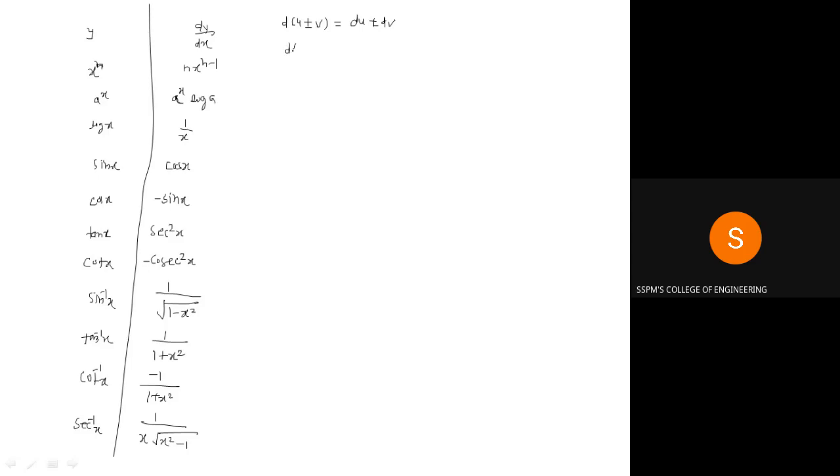Okay, and the derivative of a product is what? First into derivative of second plus second into derivative of first. What about the quotient law? u by v: denominator into differential of numerator minus numerator into differential of denominator upon denominator square. So these are some laws in differential, and they are most useful to solve problems in MCQ type questions.